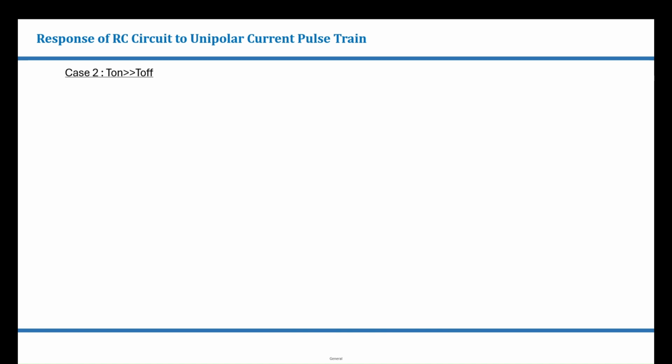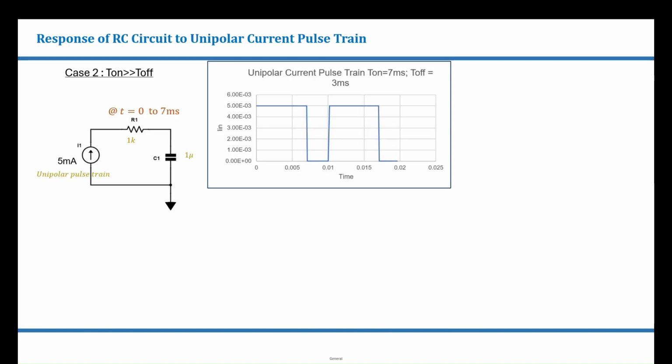Let's consider the case where T on is much greater than T off. T on is 7 milliseconds. This is the input that we are feeding. T off is 3 milliseconds. Let's look at how the voltage across capacitor, voltage across resistor and current flowing through the circuit varies when T on is much greater than T off.